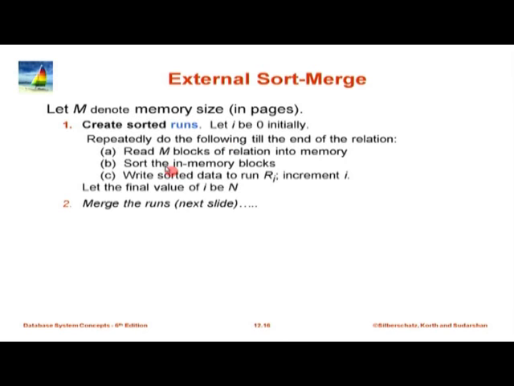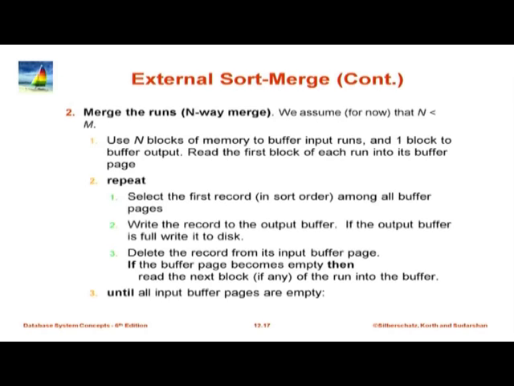I will do an in-memory sort. I can use any standard in-memory sort algorithm. I could use quick sort, I could use in-memory merge sort, or whatever else. So I have an in-memory sorted run, and I'll write that to r_i. Initially, i is 0. So the very first thing writes to run 0. The next time I do this, it will go to run 1 and then to run 2 and so on. And let the final value of i be n. In other words, I have created n separate runs.